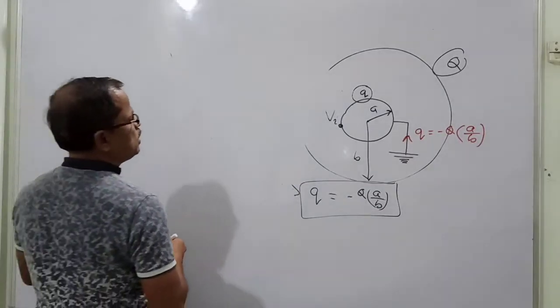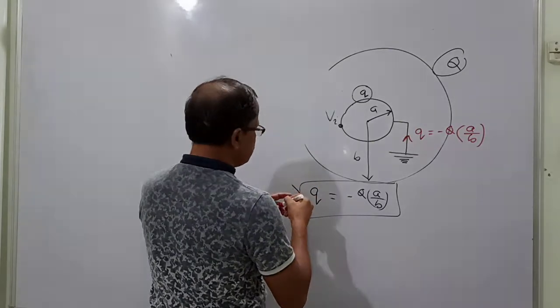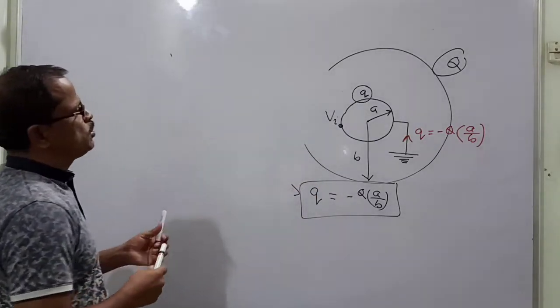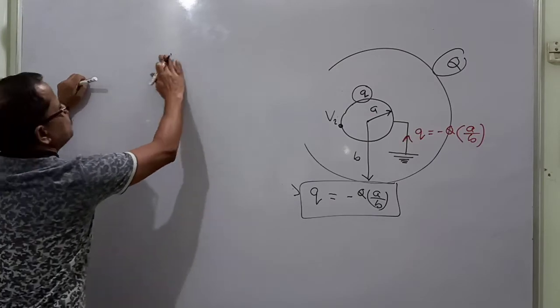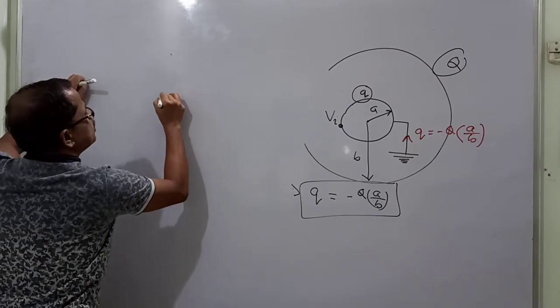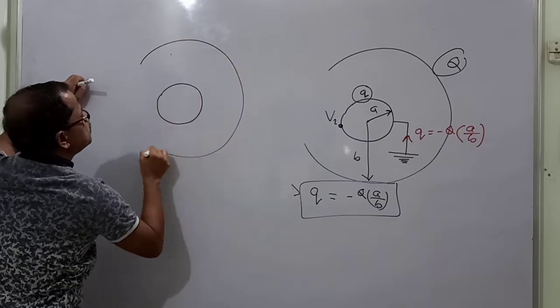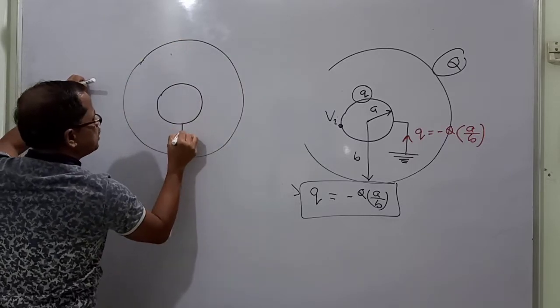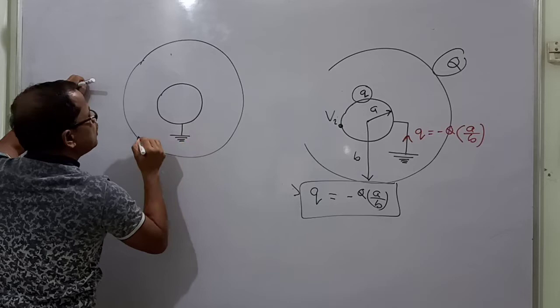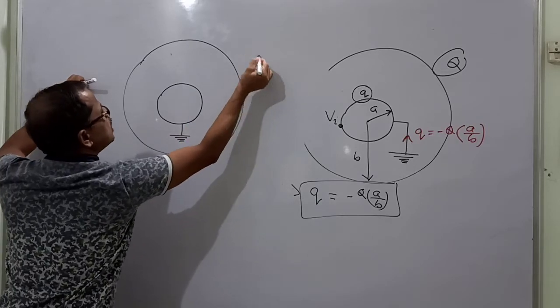Before going to calculate the potential of the outer sphere, let us come to the discussion of what we have calculated. Now this is the inner sphere. This is your outer sphere. The inner sphere has been earthed. Now charge Q is given to the outer sphere.